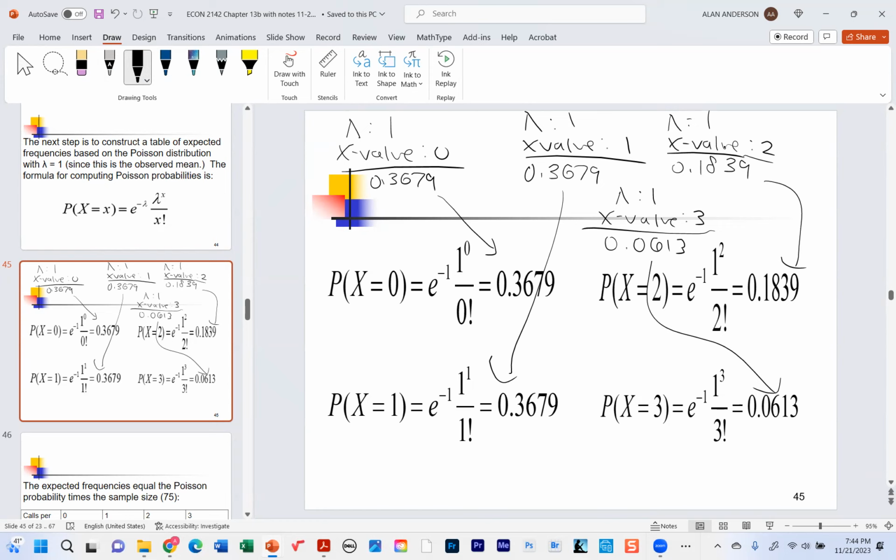Okay, now here's the fun part. What do we do with these? Well, what we're trying to do is calculate expected frequencies. Right? So I'll give you a minute to catch up, and then I'll show you how this is done.